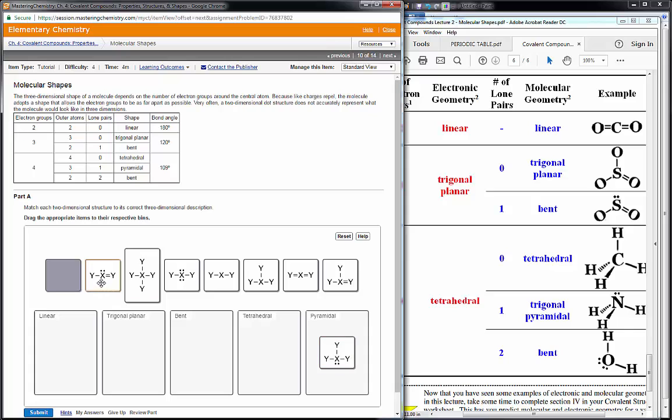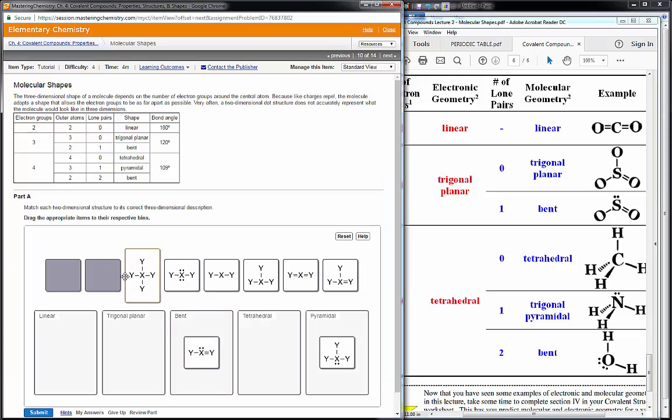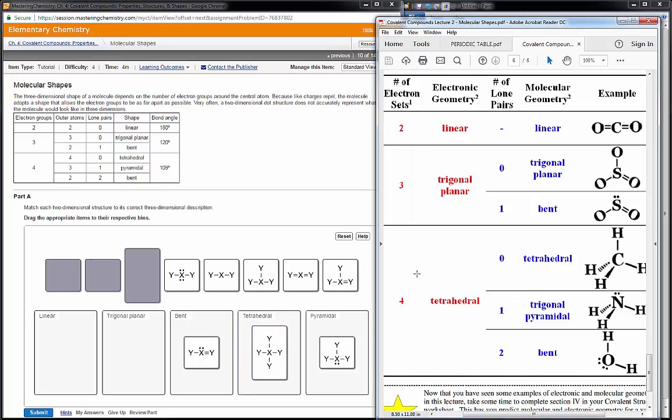In this case, I have 3 electron sets. 1 single bond is 1 electron set. A double bond still only counts as 1 electron set. And the lone pair is 1 electron set. So all those are 3 electron sets and 1 is a lone pair. So 3 electron sets with 1 lone pair, that will be a bent structure. This one has 4 single bonds, so that would be 4 electron sets with no lone pairs. So that is going to be tetrahedral right here, 4 electron sets, 0 lone pairs, tetrahedral.